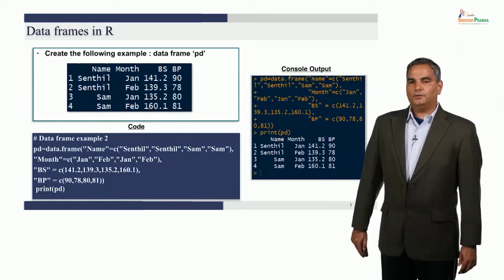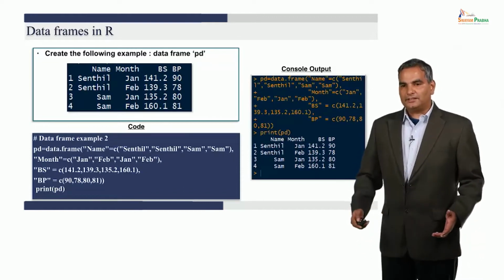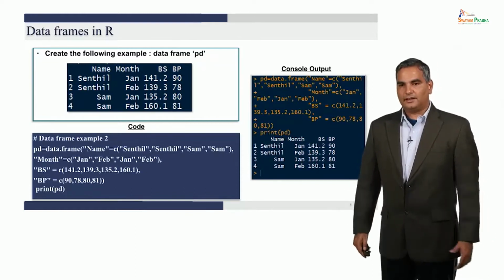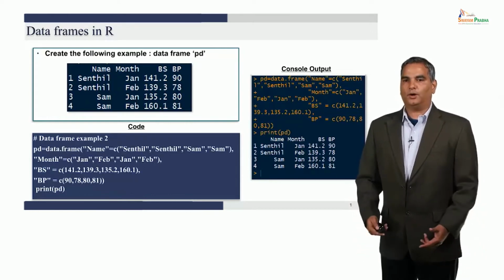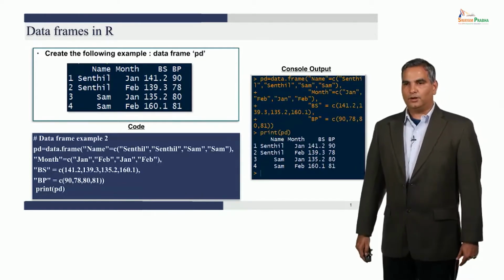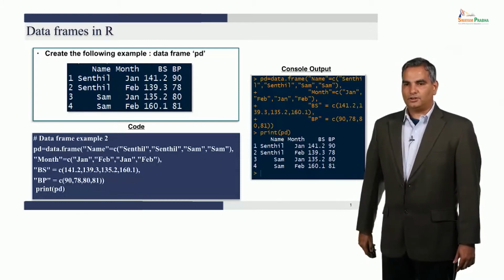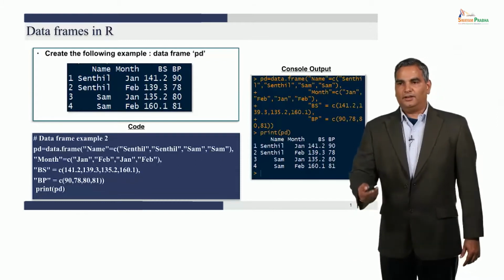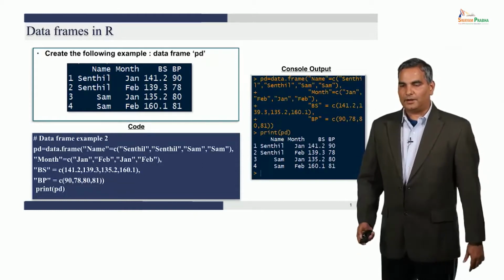So what we're going to do in this module is take a data frame, show you some commands, and then explain the rationale of those commands. And then we're going to leave you with a few commands that you can work out yourself and see what happens. So let's go back to a very similar data frame as the one in the previous module. We have name, month, blood sugar, and blood pressure, and we generate this data frame using the standard data frame commands.